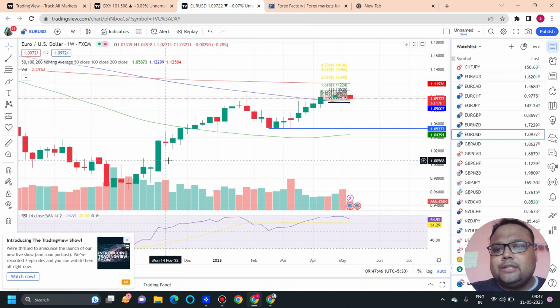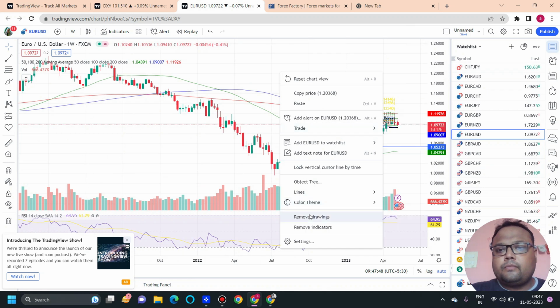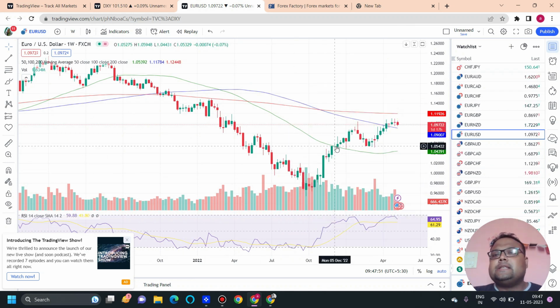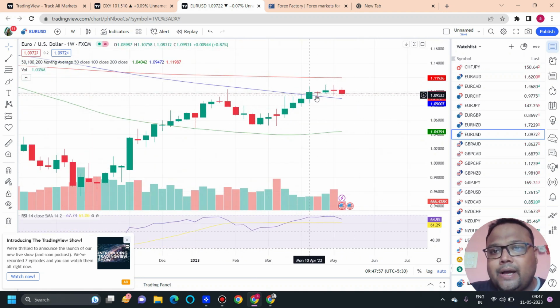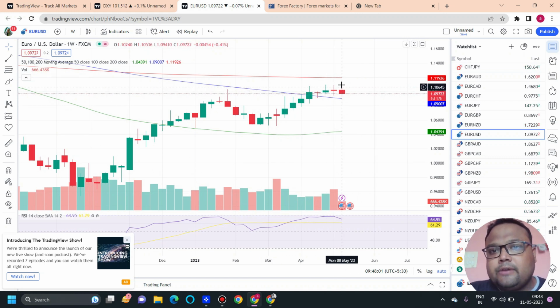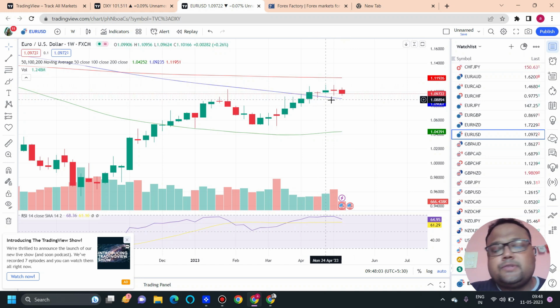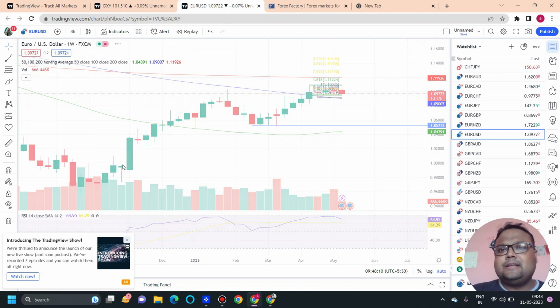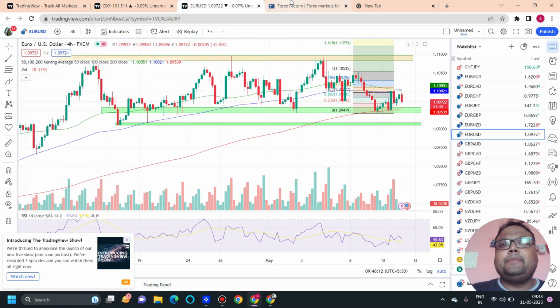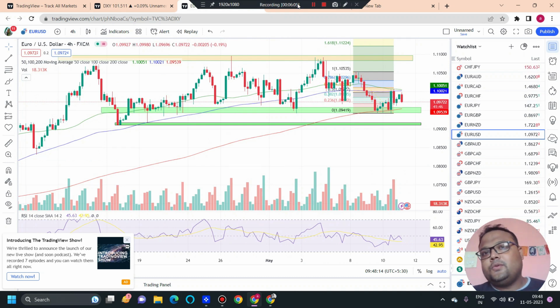If you look at the weekly chart also, if I remove the drawings here, you can see that after breaking the 50 moving average, the market is in indecision. Why? Because for the last 3 weeks, the market is forming dojis and spinning tops. Dojis and spinning tops signify indecision in the market. So things are a little bit confusing with Euro USD right now.